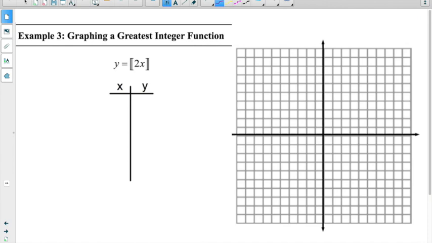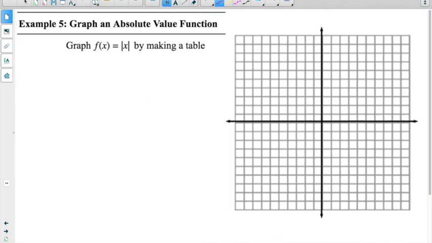We're not going to worry about these examples until we get into function transformations, which is the next section. So go ahead and skip over examples 3 and 4. And then we'll pick up the next video with absolute value functions.